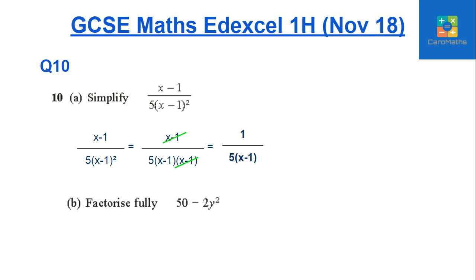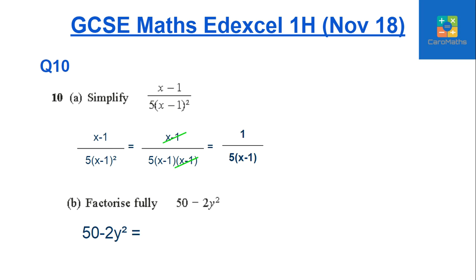B. Factorize fully 50 minus 2y squared. I'm going to show you how I would do it, how my brain works best, but I'm also going to afterwards tell you another way of doing it according to the mark scheme. So in my head, I always like to have a 1 in front of the y squared.